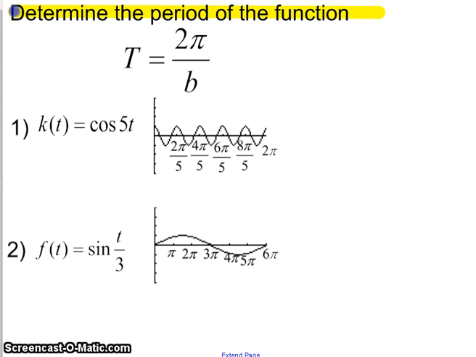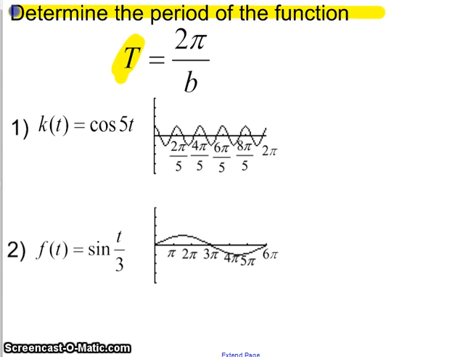Capital T is the commonly used variable for period. I don't have any idea why. It just is. I mean, maybe she was like, period.